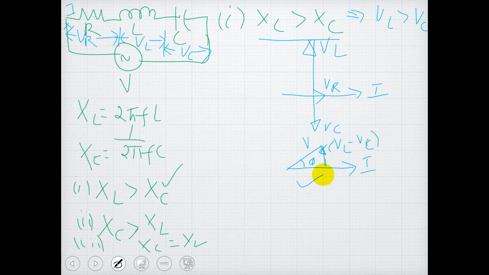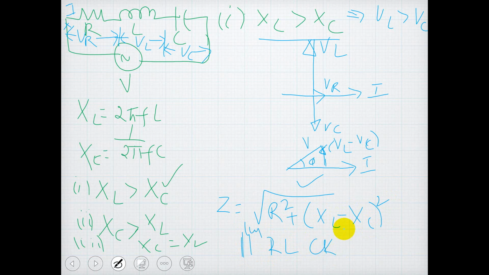So from the above diagram, we observe that current lags the voltage by an angle phi. Okay. And you can write the impedance Z is equal to square root of R square plus XL minus XC whole square, because XL is greater than XC. So the circuit is very similar to an RL circuit because L is more here. And the power consumed here is again P is equal to VI cos phi, because we have studied in the RL circuit, power consumed in the circuit or average power is VI cos phi.